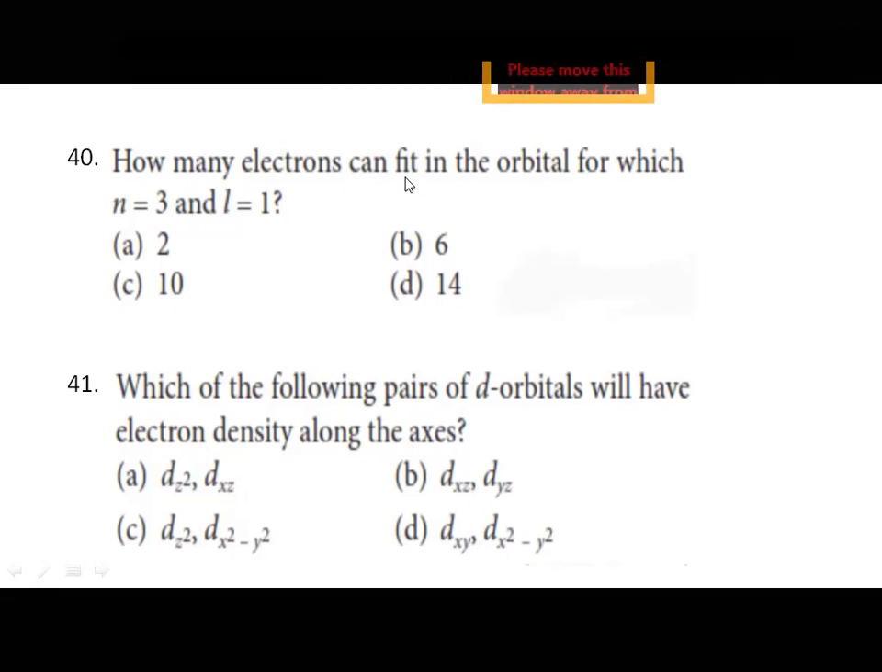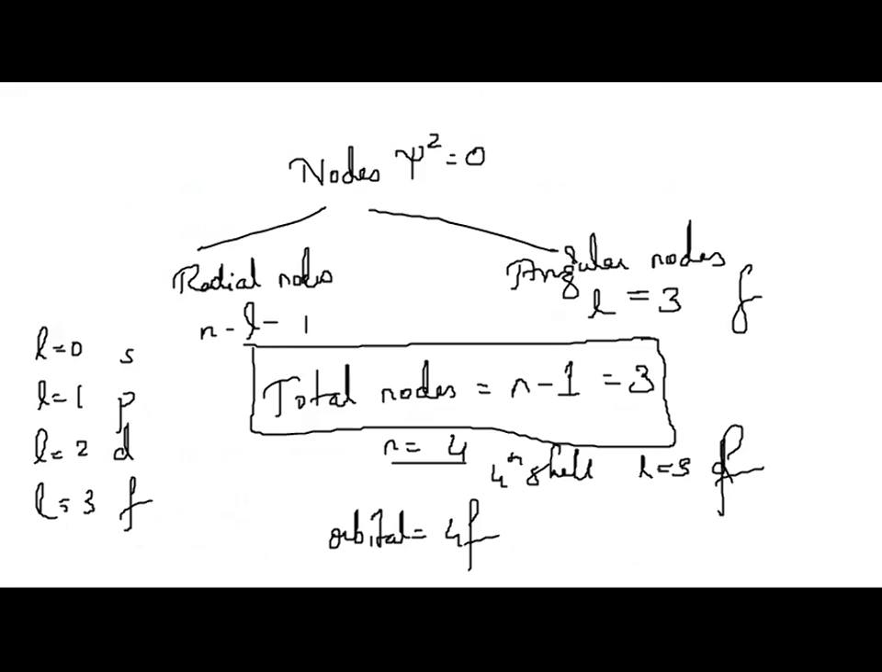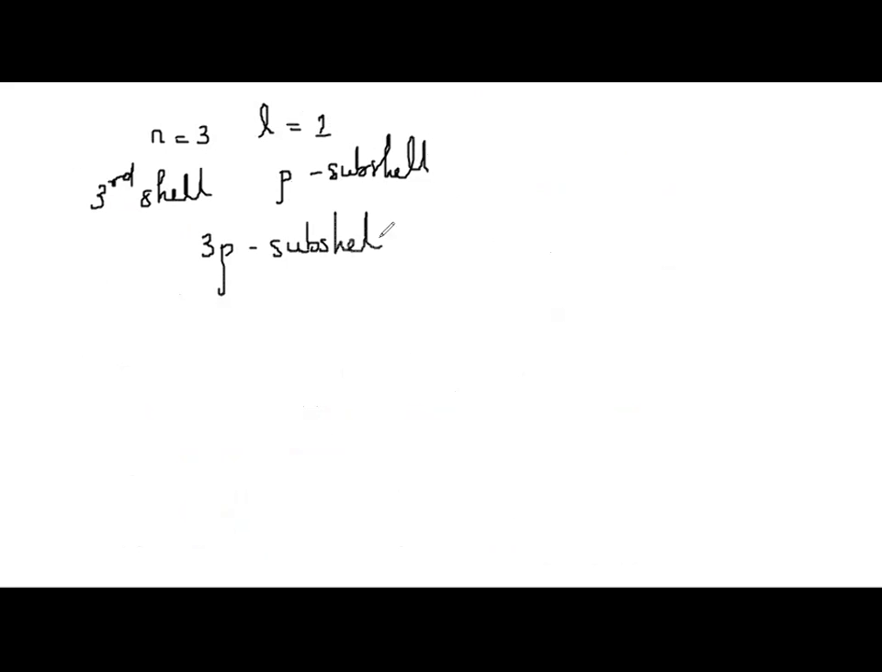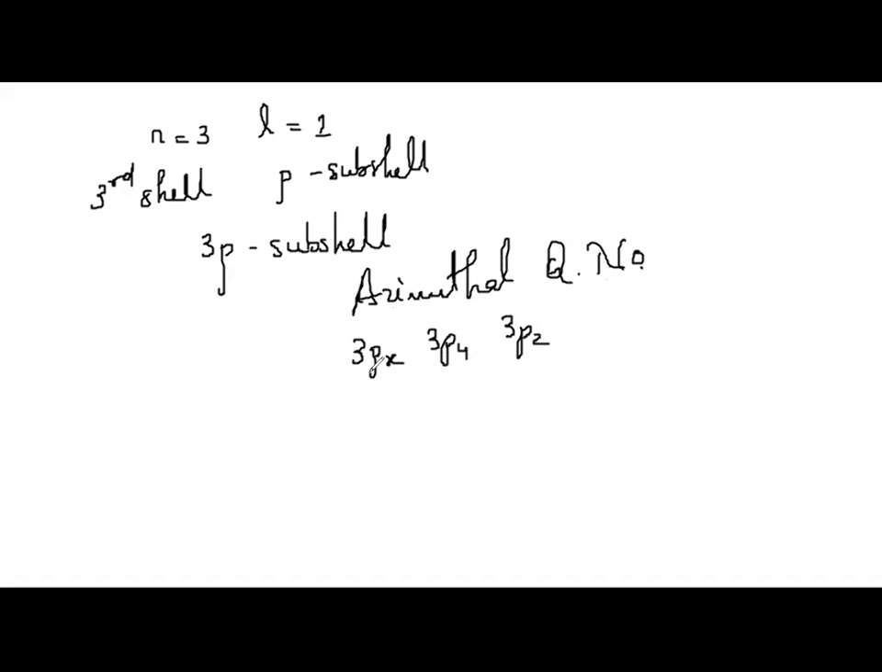Then, how many electrons can fit in the orbital for which n is equal to 3 and l is equal to 1? N is equal to 3 means what? It is the third shell. L is equal to 1 means it is the p subshell, correct? So it is the 3p subshell. And if they have said orbital, we know that the 3p subshell has 3 orientations according to the azimuthal quantum number. They have not asked subshell, they have asked orbital. So there are three orientations, 3px, 3py, 3pz. So a particular 3p orbital can accommodate how many electrons? 2 electrons.